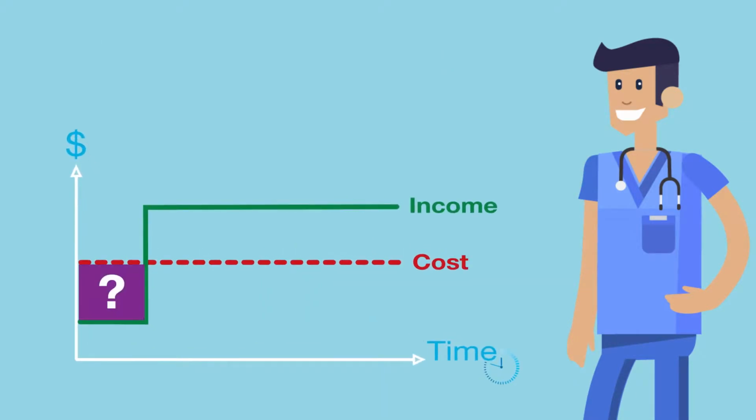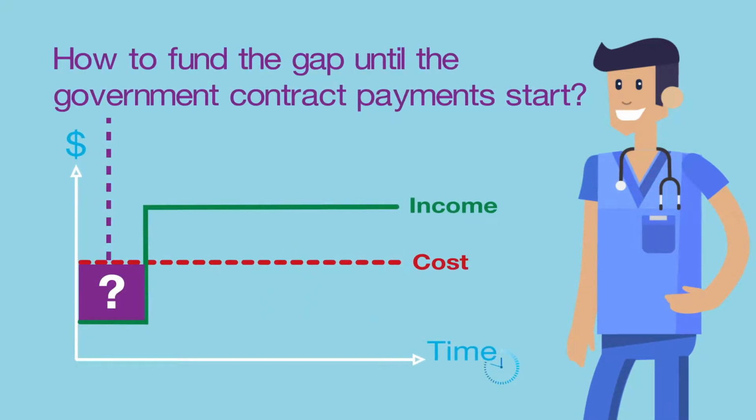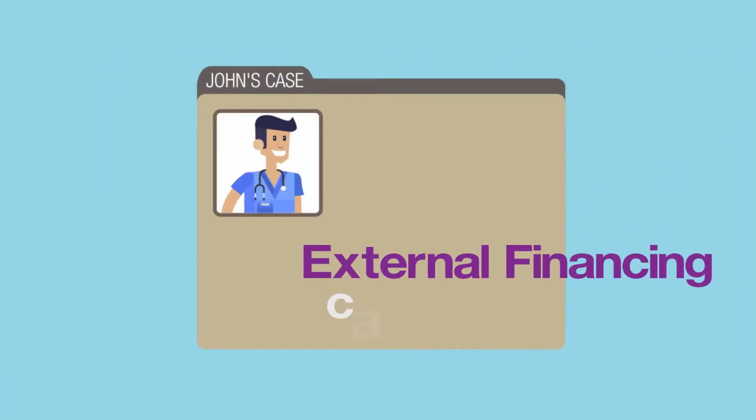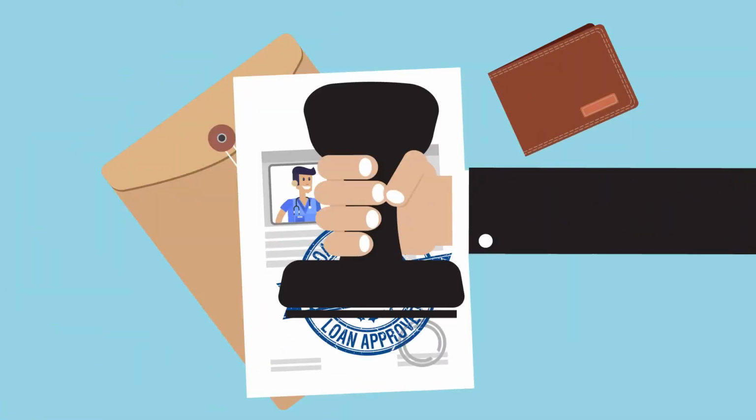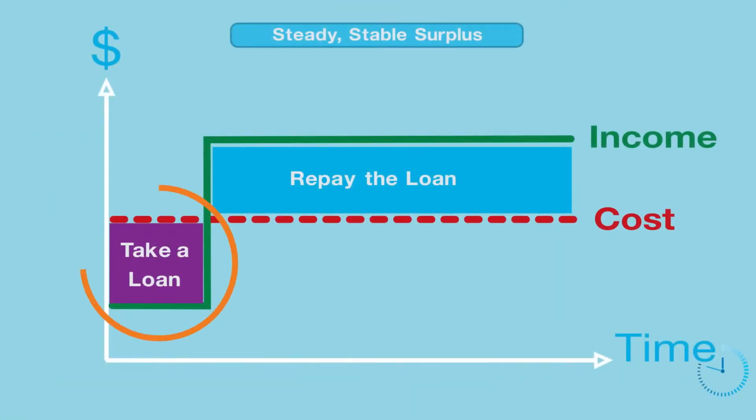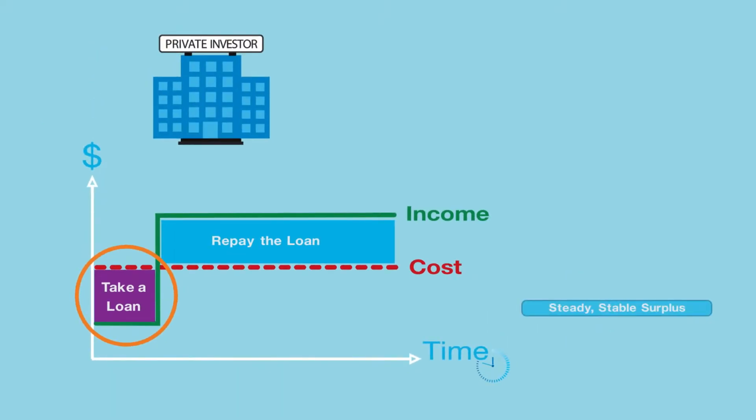But an important question arises here. How can John fund the gap until the government contract payments start? This is a typical case in which external financing can help. John can secure a loan that pre-finances future income. He might secure this loan from a few different investors, for example, a private investor, a foundation, or even a bank.